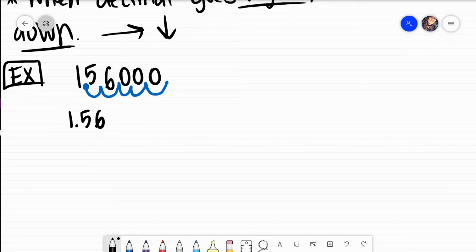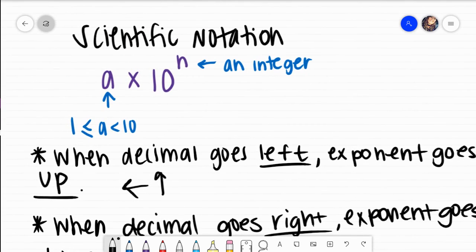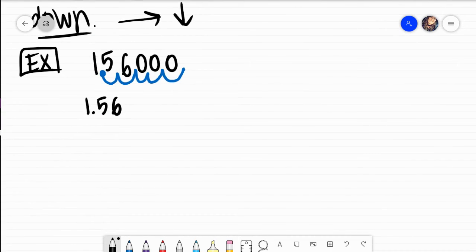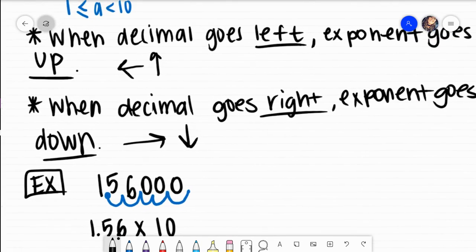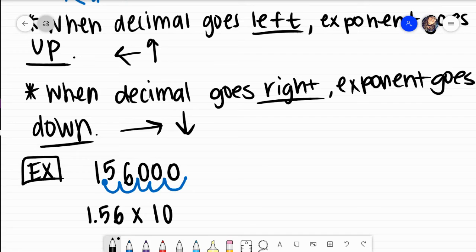And to actually write it, like my scientific notation, it's a number, my multiplication symbol, 10 to the something. So my A here is 1.56. It told me to do my multiplication symbol, 10. Ooh, I do that all the time, I don't like it. 10 to the, well, how do I figure out my exponent? Look, when the decimal goes left, my decimal went left, right? The exponent goes up. And what I mean by up is it's positive.